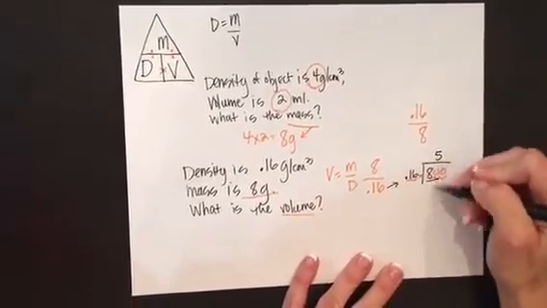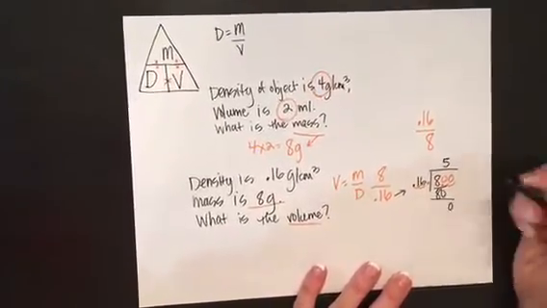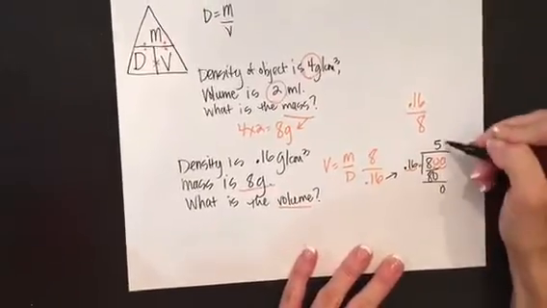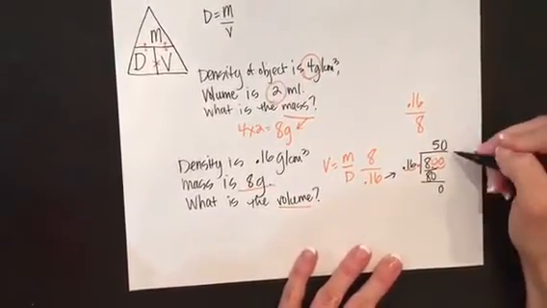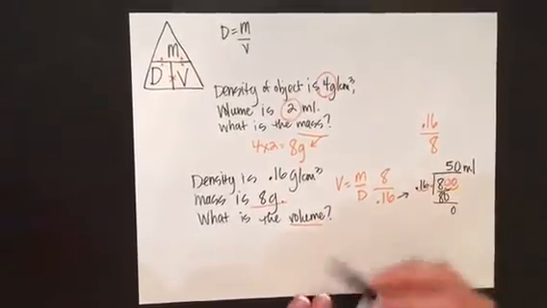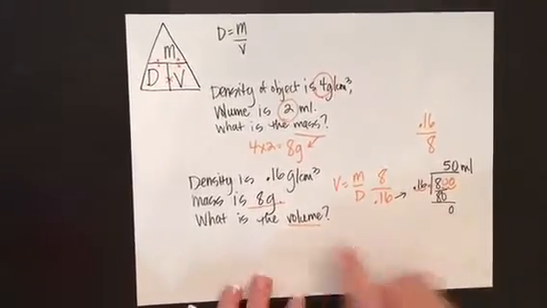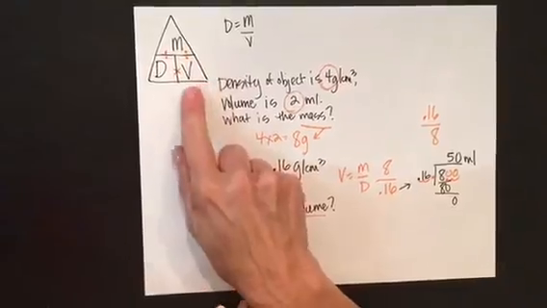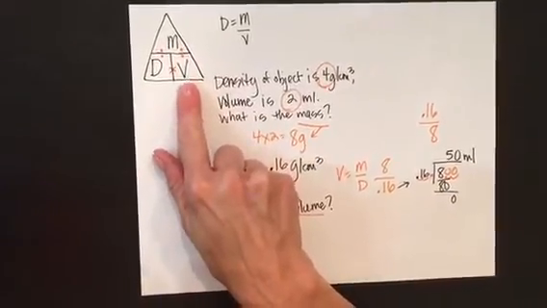16 goes into 80 5 times. Subtract, 16 goes into 0 times. So my answer is 50 milliliters is my volume. Okay, so just make sure you understand how to use this. When I get back on Monday, we're going to practice using this.